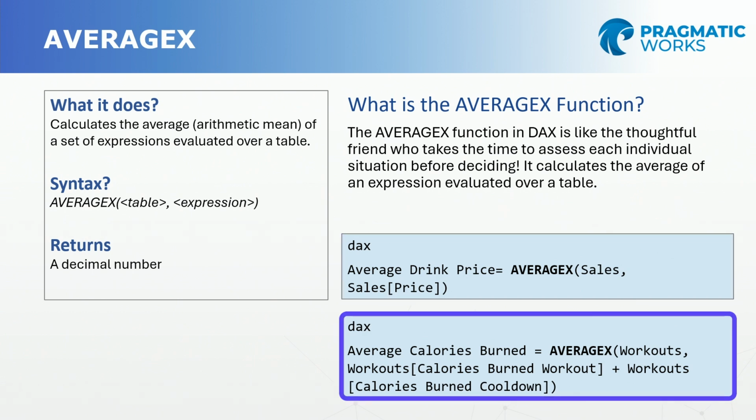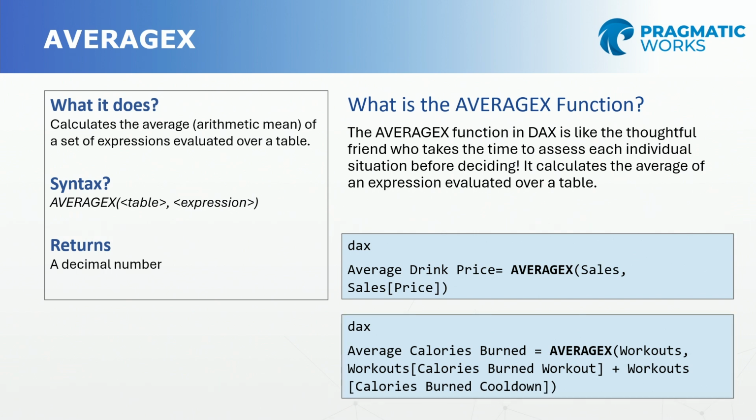The second example shows a little bit more of how we could get that row context in an iterator like this function. In this case, we want to find the average calories burned from the workout table, and we are going to look at what is the calories burned in the actual workout plus the calories burned in the cool down. This is going to assess each workout and each cool down, add those together, and then from those values, find the average. Let's go ahead and build it.